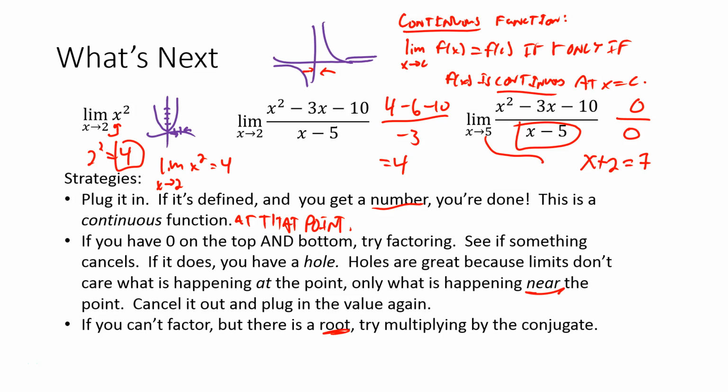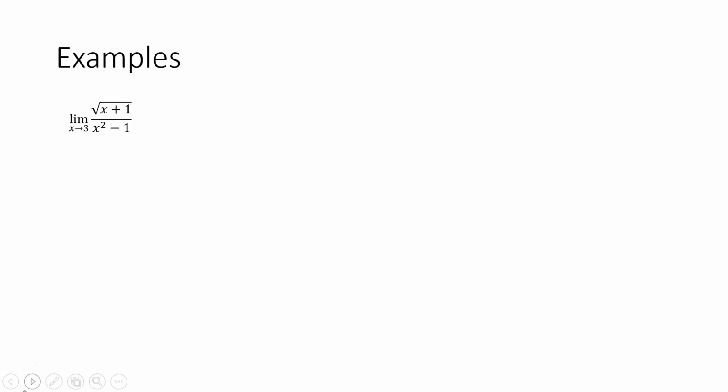So what I'm going to do now is look through the 3 examples that are on the first sheet of your limit section of your packet, and we're going to talk through those, and then you should be able to do all of the limits that are in your packet. So first, we'll start with an example that has a root in it.